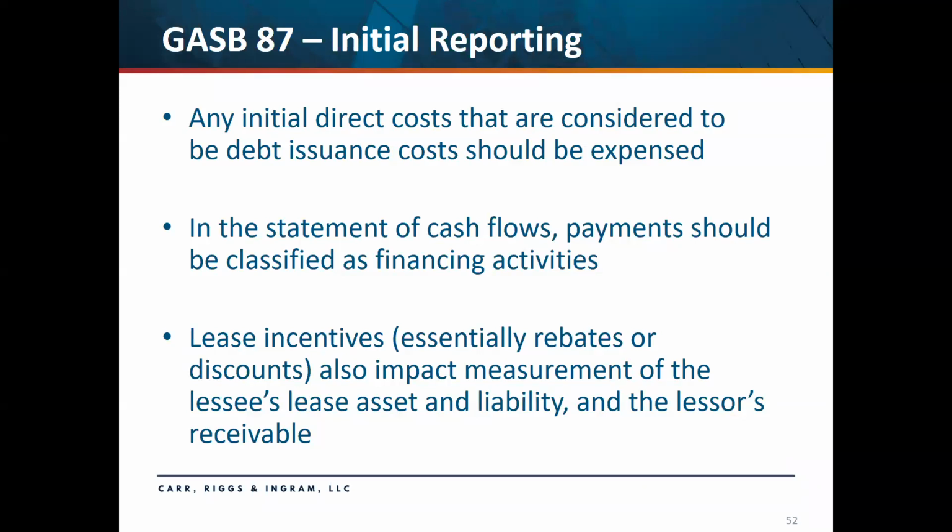Any initial direct costs that are considered to be debt issuance costs should be expensed. In the statement of cash flows, payments should be classified as financing activities. Lease incentives, essentially rebates or discounts, also impact measurement of the lessee's lease asset and liability and the lessor's receivable. We're going to go through a few examples once we're through these initial slides. For me, it's easier to see through example than it is just to have the words, and I hope it's more effective to have some examples as well.